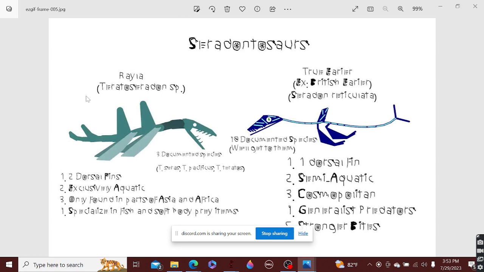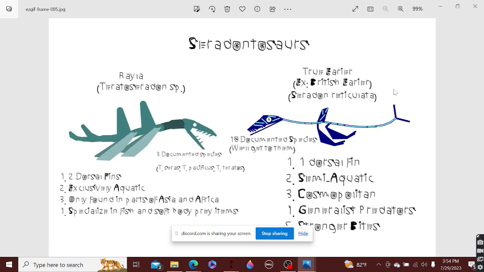The Raylas have 2 dorsal fins, as you can see here, and are exclusively aquatic. Most of the Raylas also give birth to live young, and they are only found in parts of Asia and Africa, as well as in the Pacific Ocean. And they mainly specialize in soft-bodied prey items.